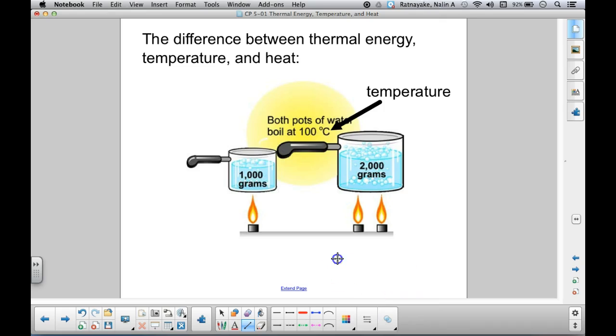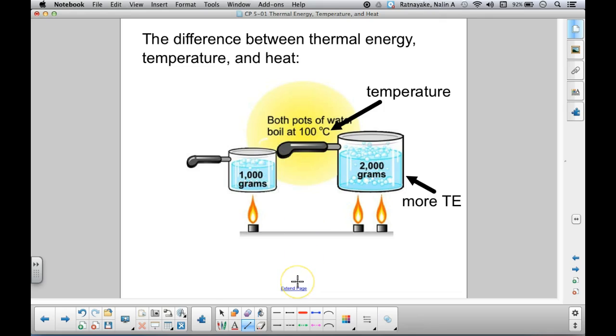So let me make a note here. More thermal energy is going to be on the right-hand side here. It has more thermal energy because there's just simply more molecules that are vibrating at the same amount.